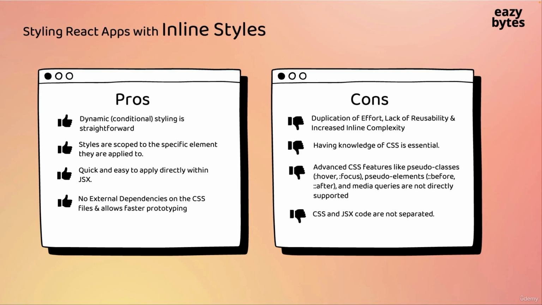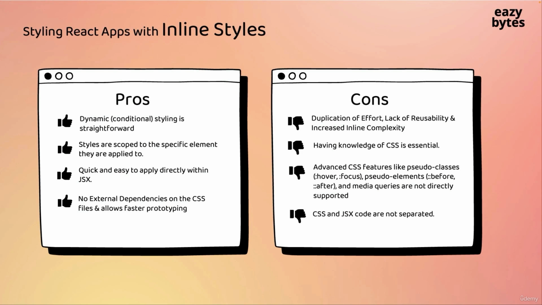And styles are also scoped to the specific element where they are applied to. Unlike the CSS file approach, where the styles are going to be global scope, here the styles are always scoped to a specific element. Applying inline styles is always going to be quick and easy because we are directly interacting with the HTML element inside the JSX. There won't be any external dependencies on the CSS files or CSS class names, which allows faster prototyping.